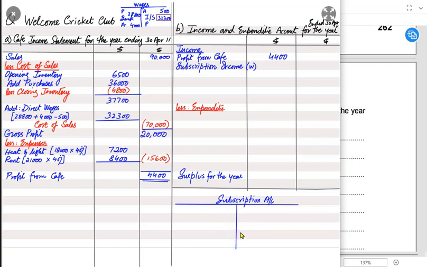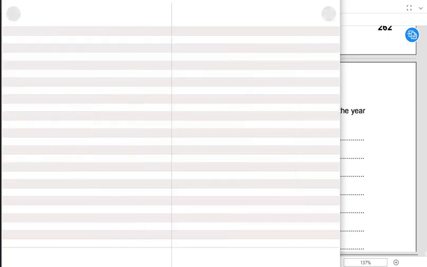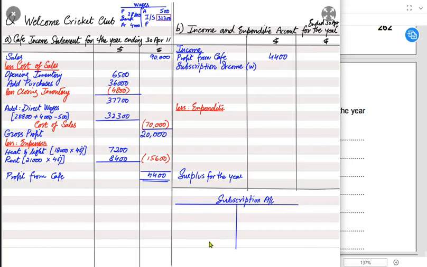Although we are not clearly required to prepare a subscription account, we cannot find the subscription income that needs to be entered in the income and expenditure account before we make this subscription account. So what we need to do, beta, is prepare this subscription account in rough workings. Obviously, these workings will fetch you marks in the exams. And in income, we make the APA account: accrued, prepaid, prepaid, accrued. This is accrued income and this is prepaid income.